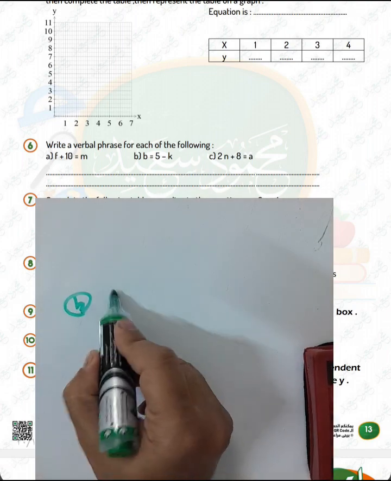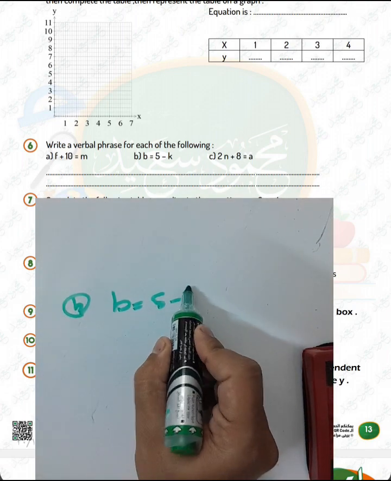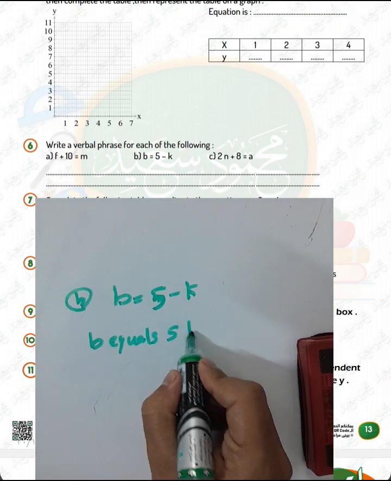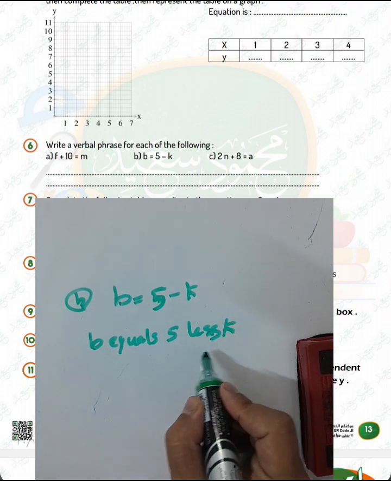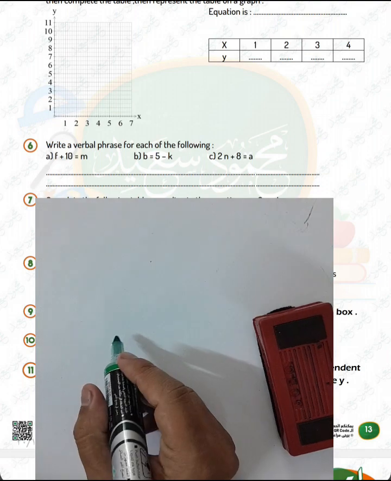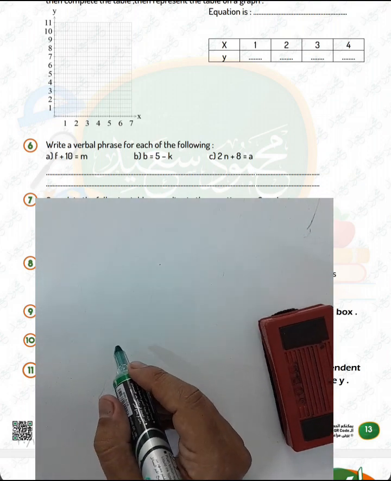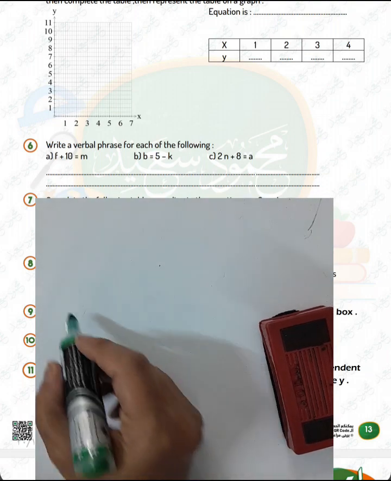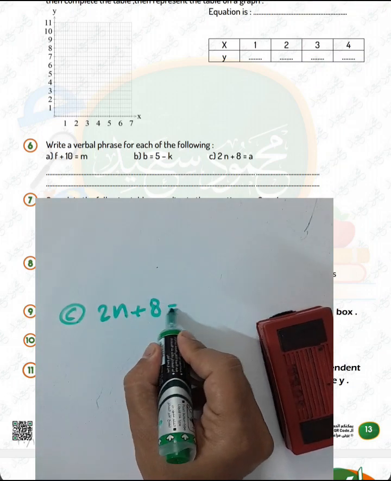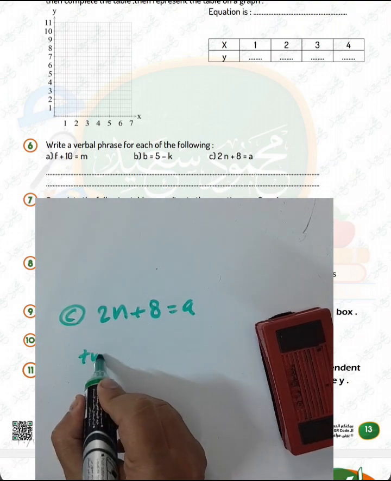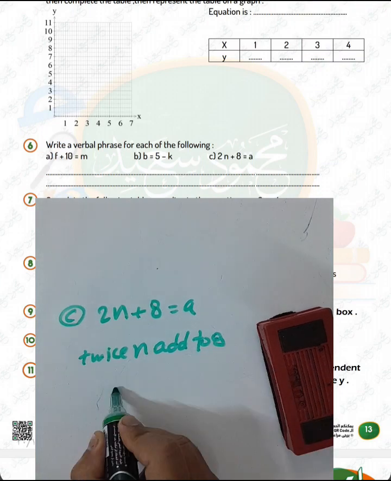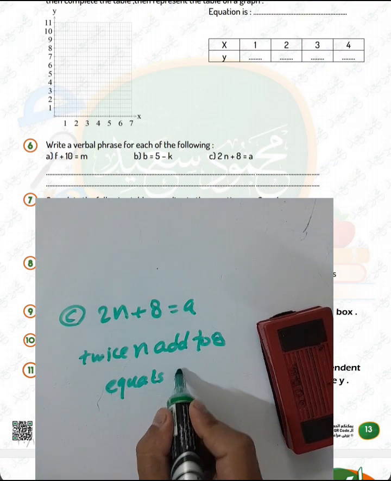Letter B: b equals 5 minus k. We can write b equals 5 less k, or k less than 5, or 5 decreased by k. Letter C: twice n added to 8 equals a. We can write twice n added to 8 equals a.